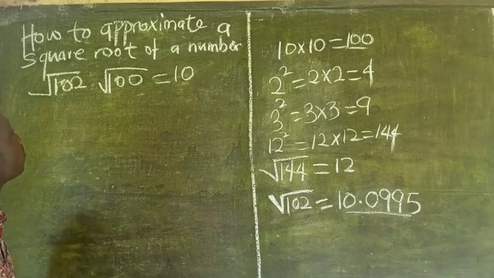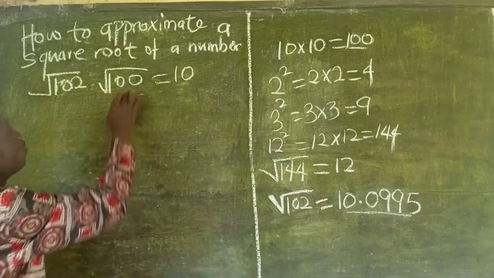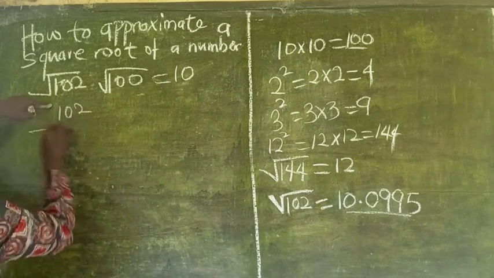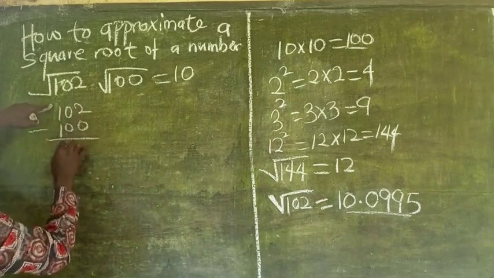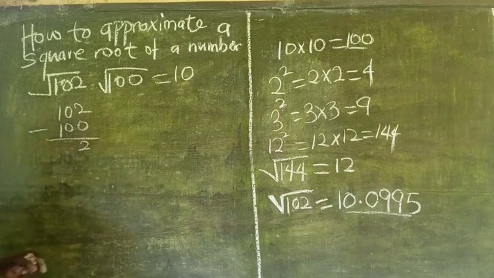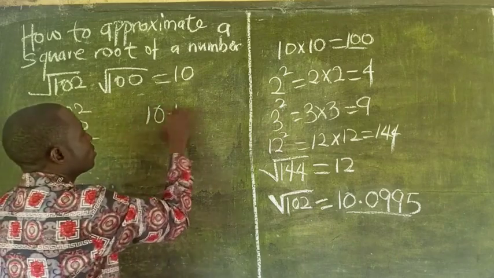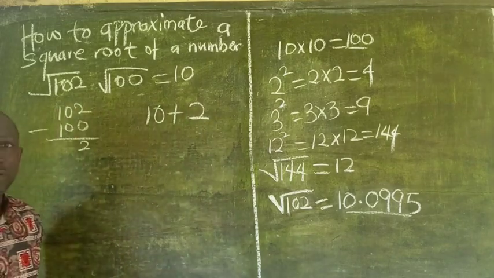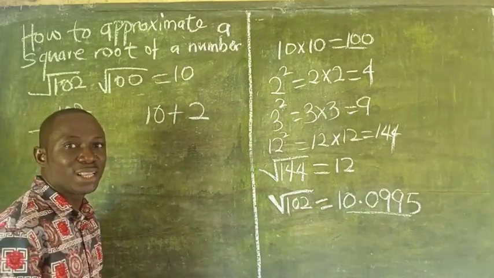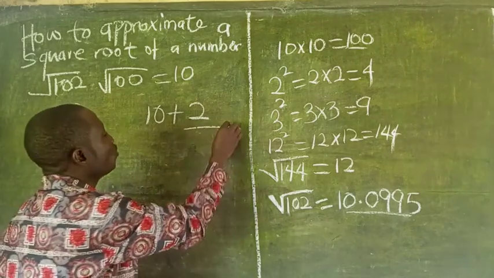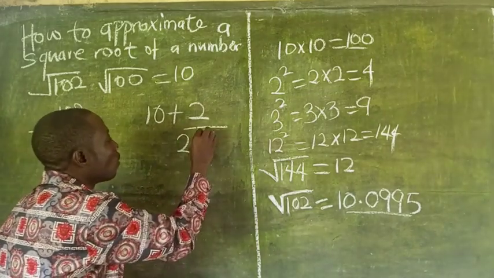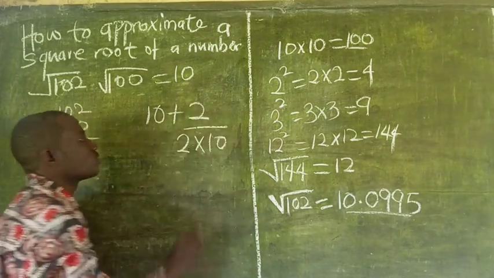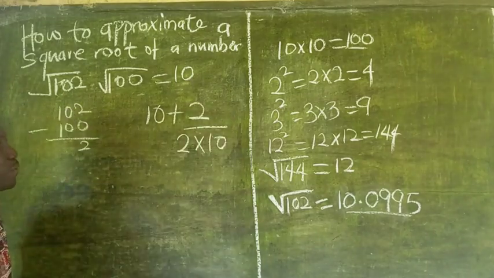Alright, so after doing this, you look for the difference. 102 minus 100. What will you get? Obviously 2. So you write 10 plus the difference 2. And the next thing you will do is special, so you must focus on this to know exactly how it is gotten. You divide by 2 times the 10 that you have. You see, so this is the simple equation you must form.